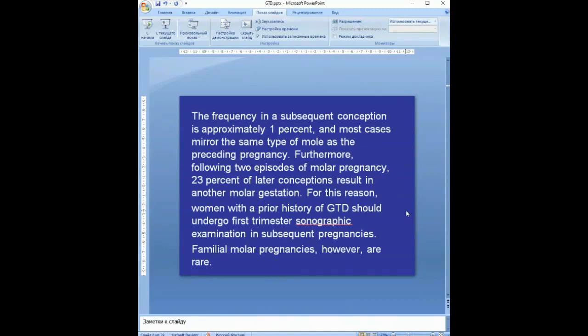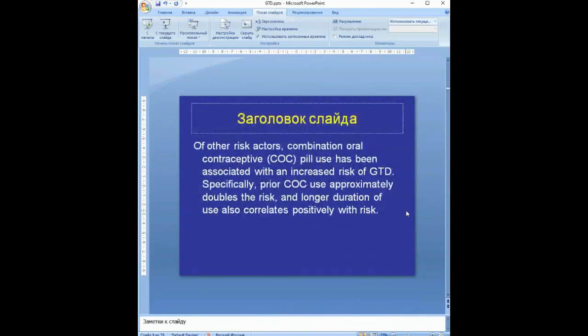Furthermore, following two episodes of molar pregnancy, 23% of later conceptions result in another molar gestation. For this reason, women with a prior history of GTD should undergo first trimester sonographic examination in subsequent pregnancies. Familial molar pregnancies, however, are rare. Of other risk factors, combination oral contraceptive pill use has been associated with an increased risk of GTD. Specifically, prior COC use approximately doubles the risk, and longer duration of use also correlates positively with risk.